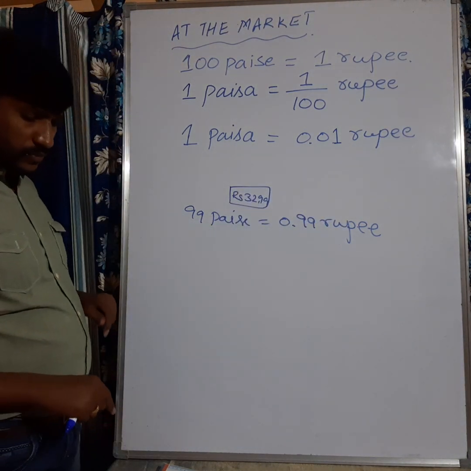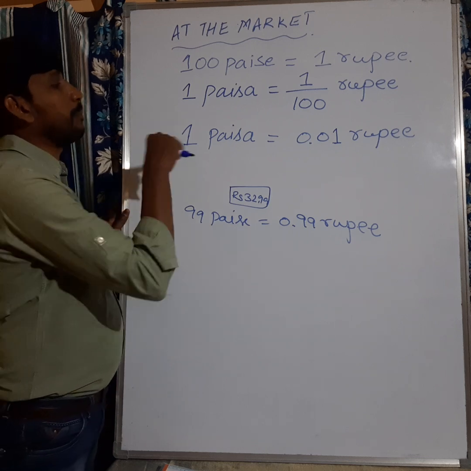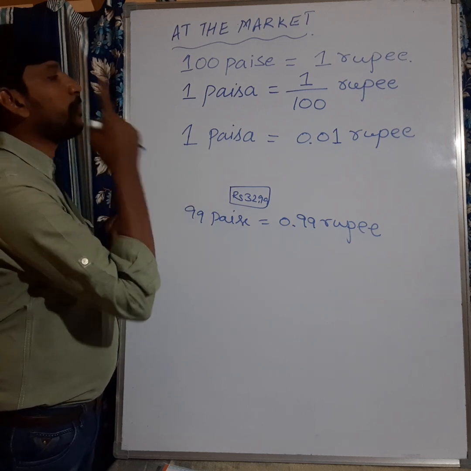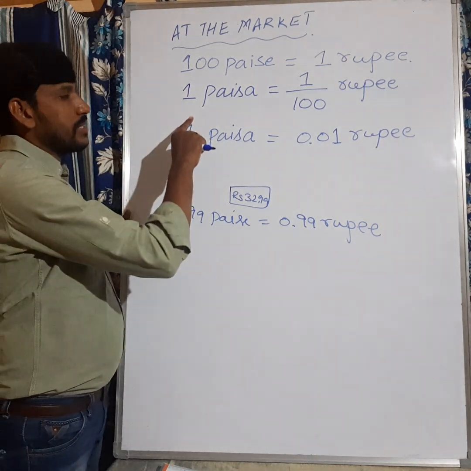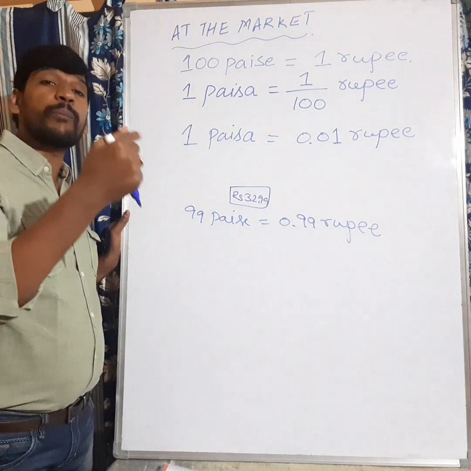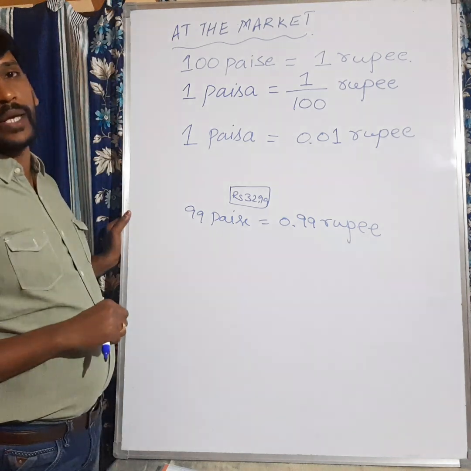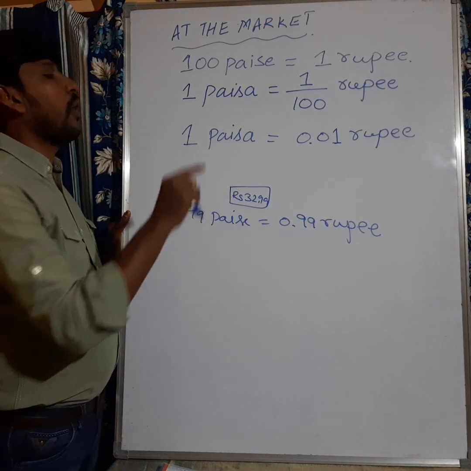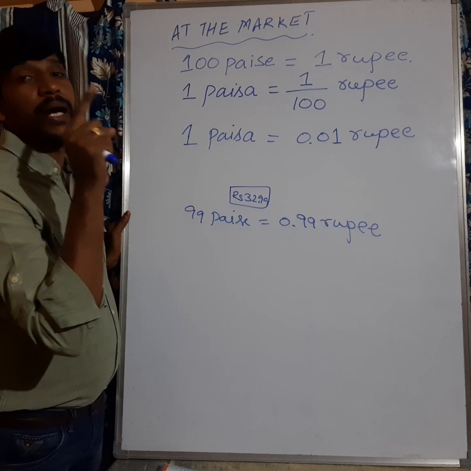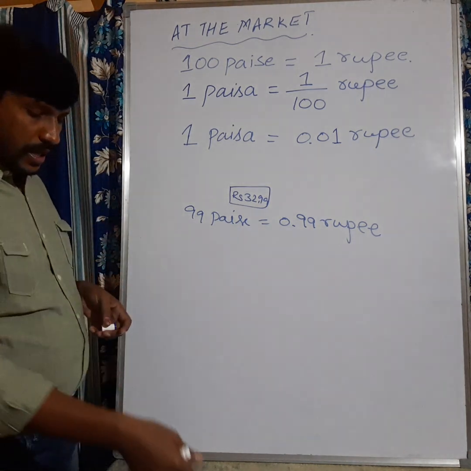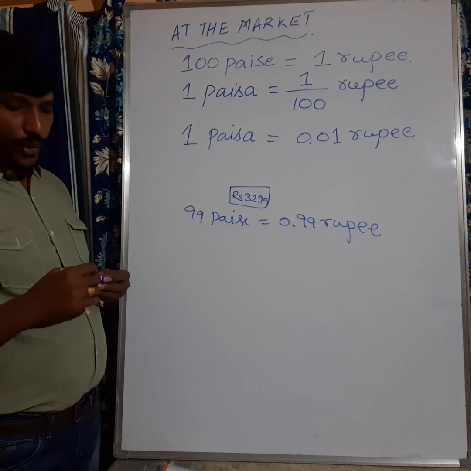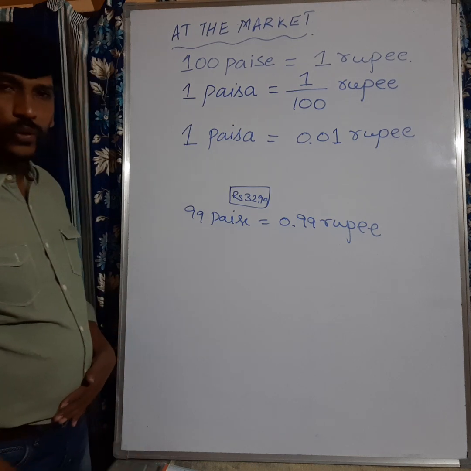So now, what part of a rupee is 1 paisa? 1 paisa is 1 by 100th part of a rupee. Clear, my dear sir? So there are some questions here. We are going to discuss them now. Okay.